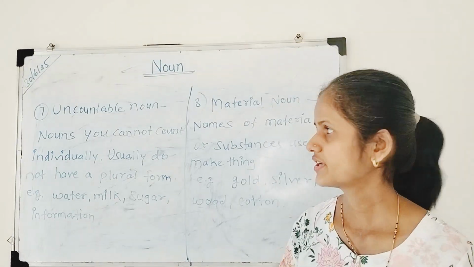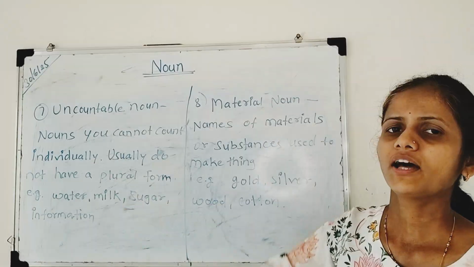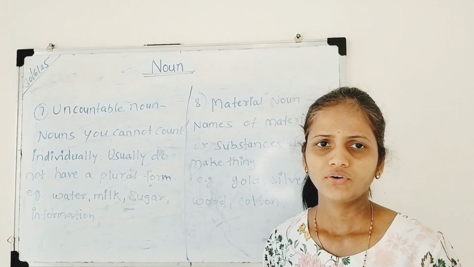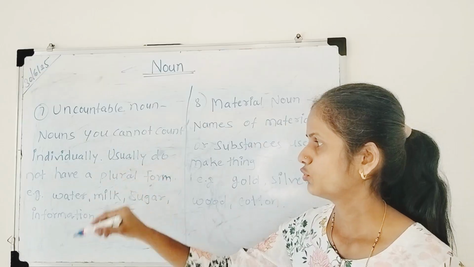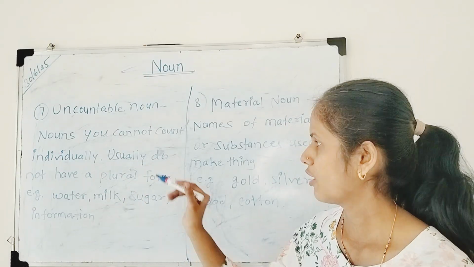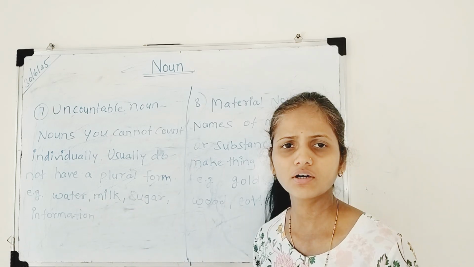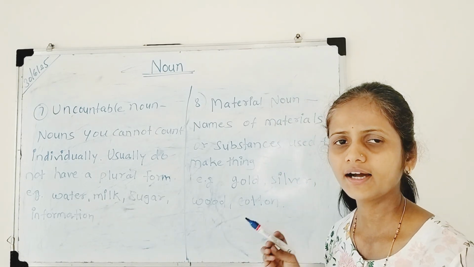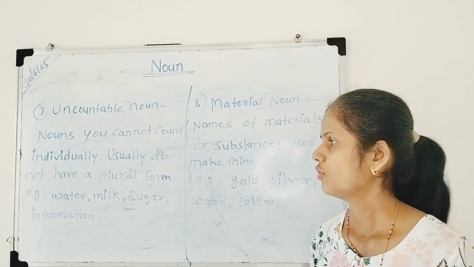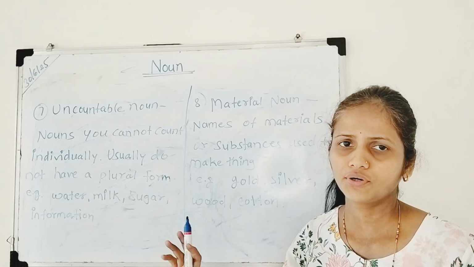Now last two types are there, uncountable noun and material noun. So uncountable noun means what? Nouns you cannot count individually. Okay. So usually they do not have plural form. Uncountable nouns do not have plural form. For example, water, milk, sugar, information. These are the uncountable nouns. We cannot count water. Okay. So they do not have plural form.